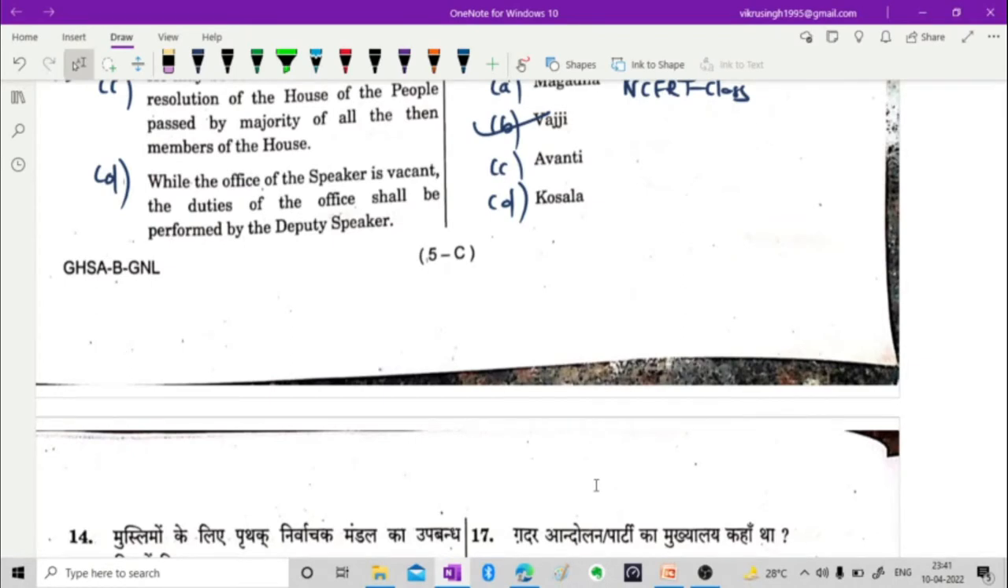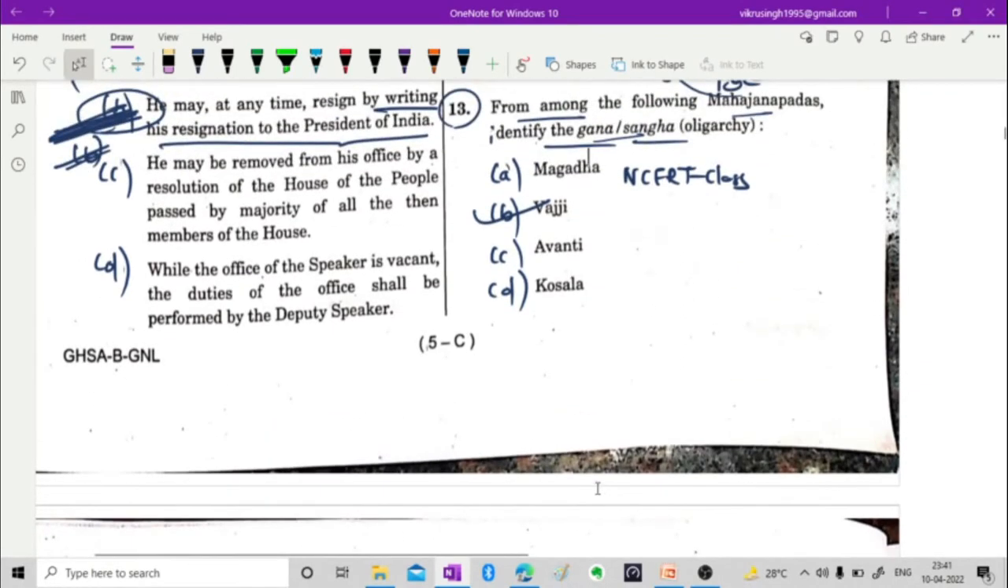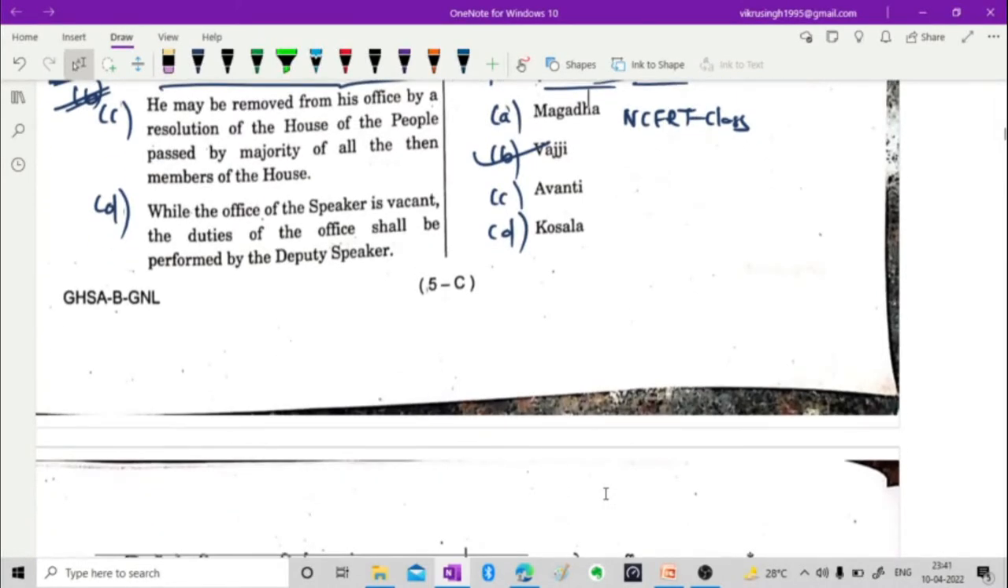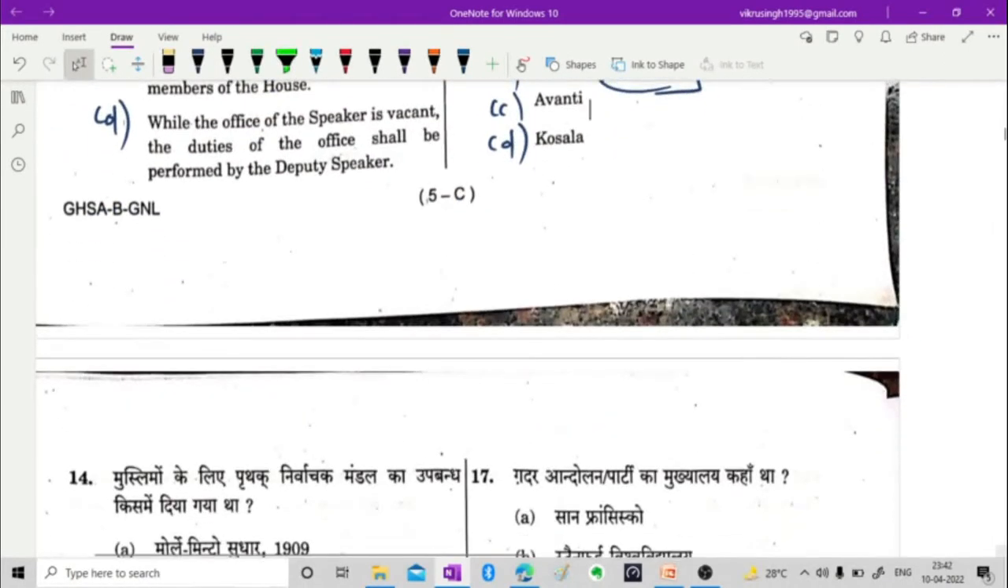तो वेरी गुड क्वेश्चन, वेरी ट्रिकी क्वेश्चन फ्रॉम दिस सेक्शन, क्वेश्चन नंबर 13. इट इज वेरी गुड क्वेश्चन. And where is Vajji? The Vajji जो होता है, Vajji it is from, मतलब if I would say I am forgetting the thing, it is in Bihar I think. Bihar, the capital of Vajji was I think Vaishali. Yes, this is all about the things of Mahajanapadas you can get in history book.